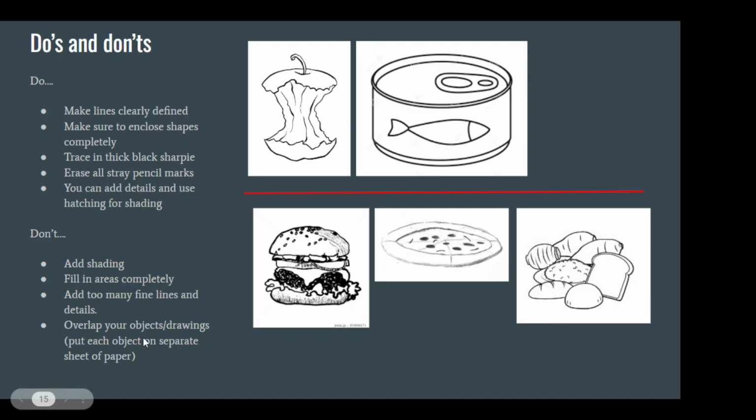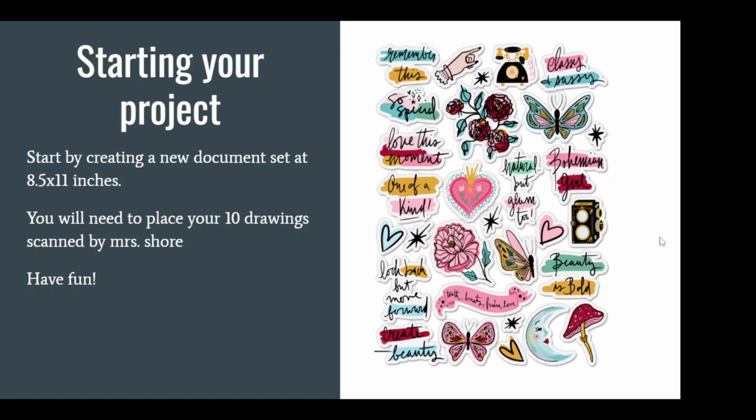And then don't overlap any objects on your drawings like you see here. Put everything on its own sheet. So if this were me, even if I wanted to combine those as one sticker on the sticker sheet, I would still do them individually and then put them together in Illustrator. It just gives you a lot more control, and it makes it easier if you need to make changes. All right, so that's what you're going to do first.